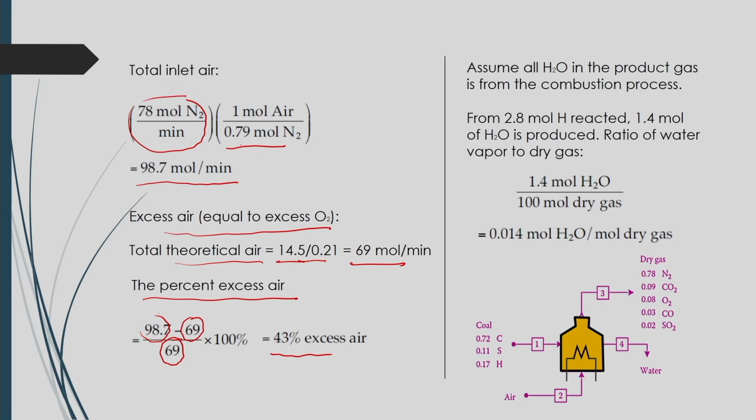Now, if you assume that all water in the product gas is from the combustion process, then from the 2.8 mole of hydrogen that is reacted, 1.4 mole of water will be produced based on that reaction. Then the ratio of water vapor to the dry gas will be simply 1.4 divided by 100 mole of dry gas. So, it will be simply 0.014 mole of water per mole of dry gas. In this way we can do the material balance for the combustion reaction.